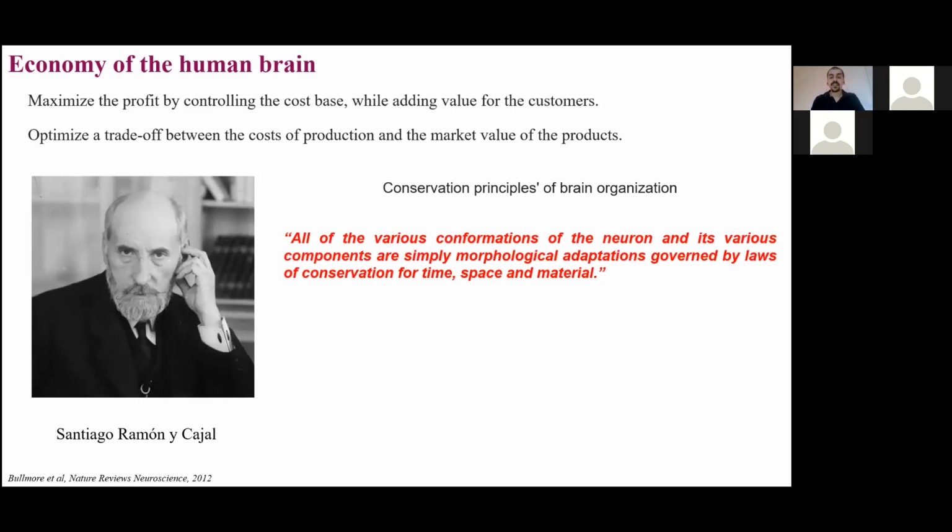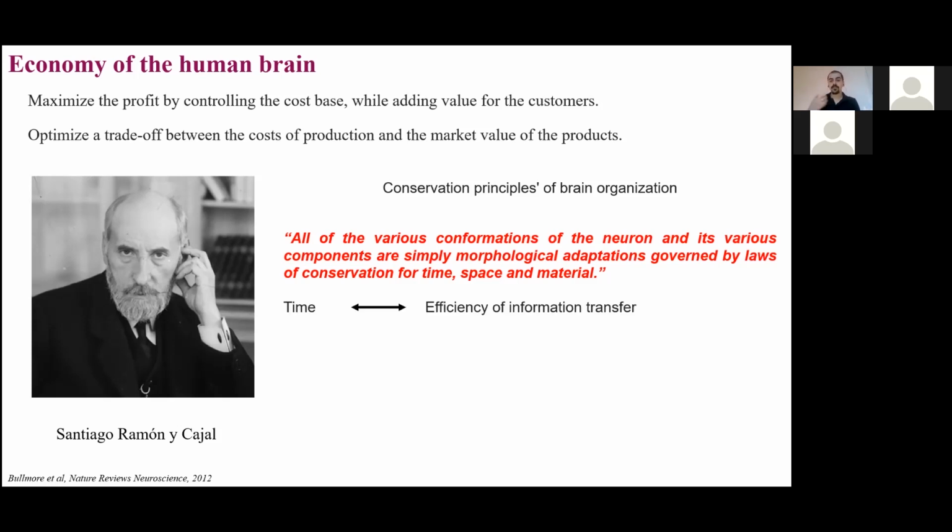And everything comes back to Cajal, who has done considerable work on this type of brain organization. This quote in red is a quote of Cajal, where he says that all of these principles of operation of the human brain can be considered to be governed by the laws of conservation of time, space, and material. We need to conserve all three more or less simultaneously in order to get this type of brain organization.